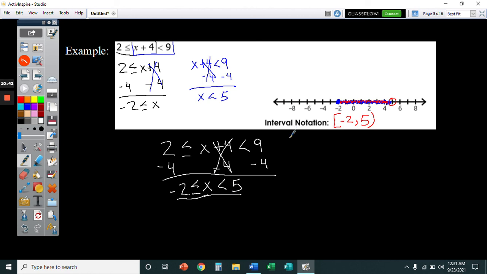So I passed out an assignment. Once you watch these notes, if you want to start working on that assignment, and then when we come to class on Monday, I have some more problems for you and we can go through some more together if we need to. But that's all there is to solving compound inequalities.